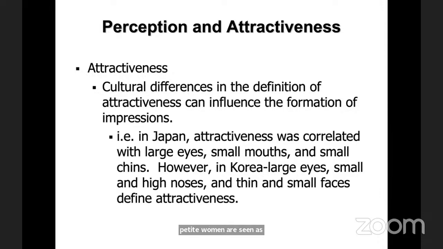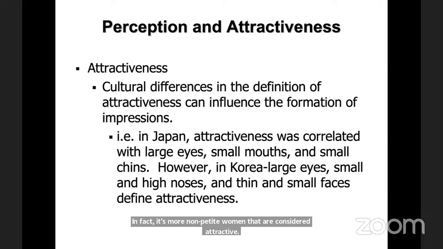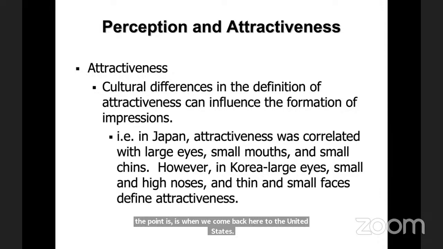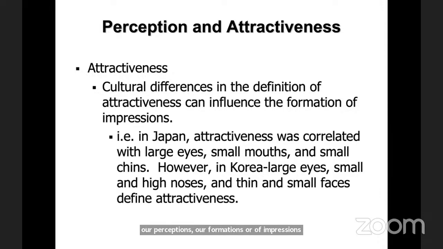Okay. However, if we go just a little ways in the Pacific to our neighbors in the South Pacific, and go into Samoan cultures, petite women are not necessarily considered attractive. In fact, it's more non-petite women that are considered attractive. Okay. Now, I just did a broad kind of sweep of two cultures, but the point is when we come back here to the United States, our perceptions, our formations of impressions are developed not only through what we see in the media, how friends start talking about different people, but a lot are based upon our family's influence.